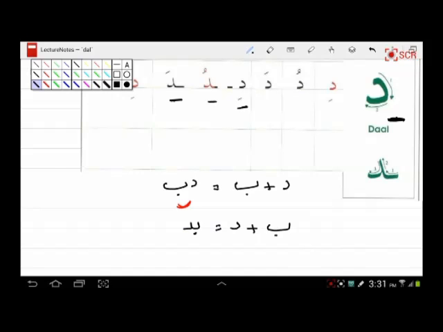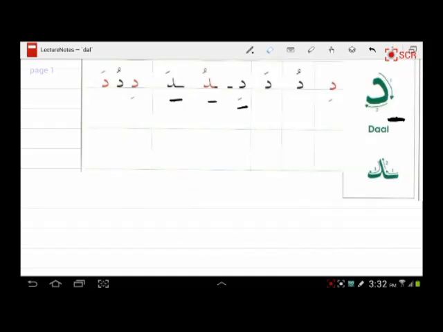Okay? So, you got my meaning here. So that's good. Now, how are we going to write the dal when it's separated and when it's connected? This is the dal, main form, normal.